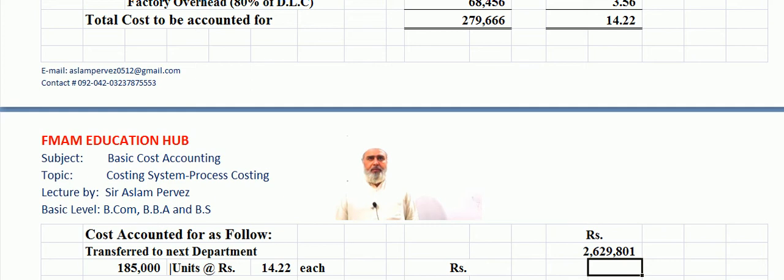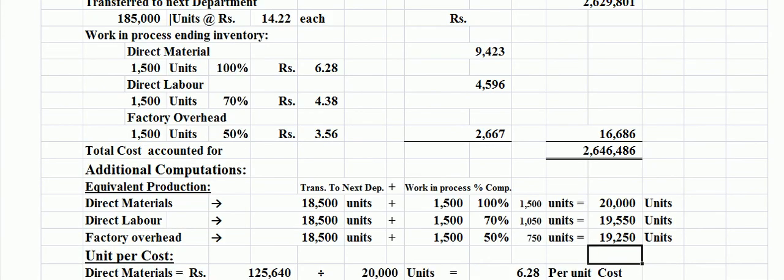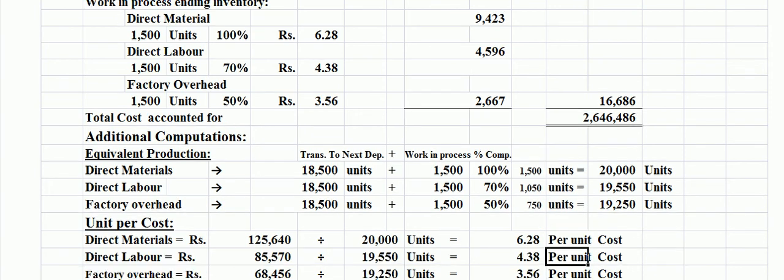Equivalent production 9250, 9500, 20,000. Oh, sorry, the mistake is here. 85,570,640,56 is accurate. 6.28, 4.37, 3.556. This is the accurate value.